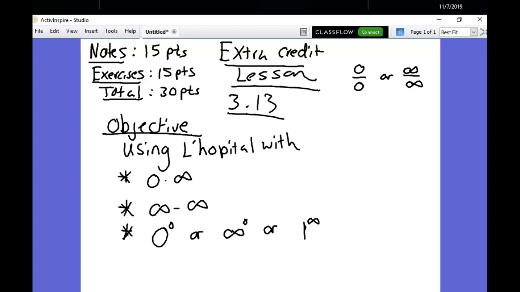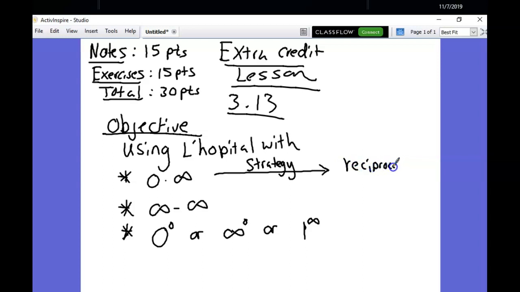But what we're going to do today is some algebra tricks to deal with those. So let's go ahead and take a look. There's basically those three types. So for these ones, the algebraic strategy we're going to use is reciprocals. Okay, you'll see what I mean when we get there.